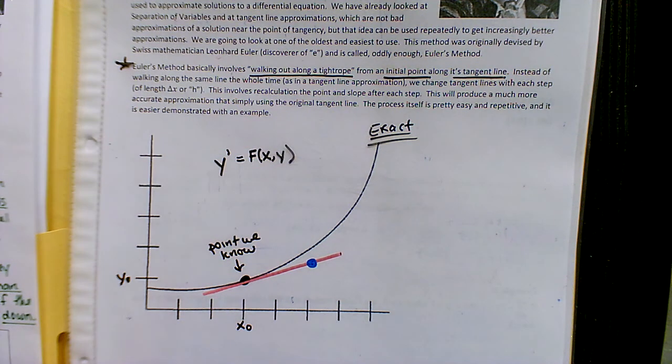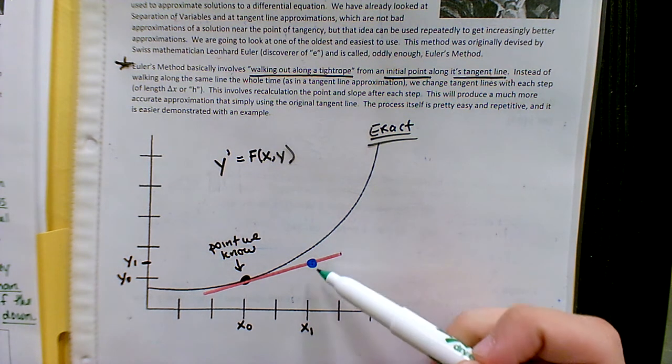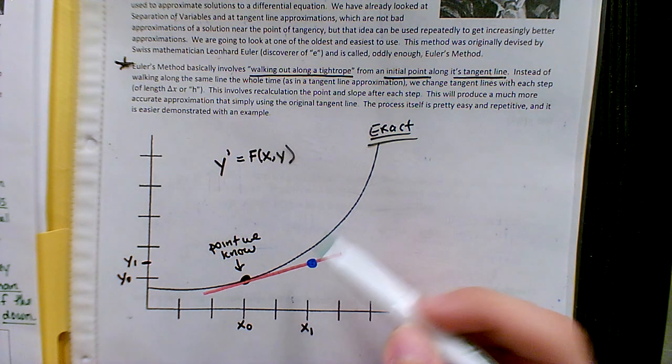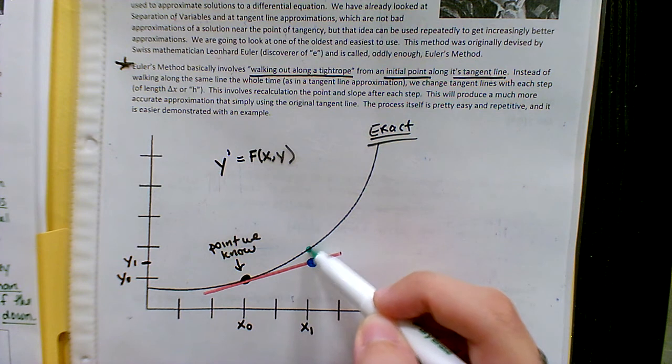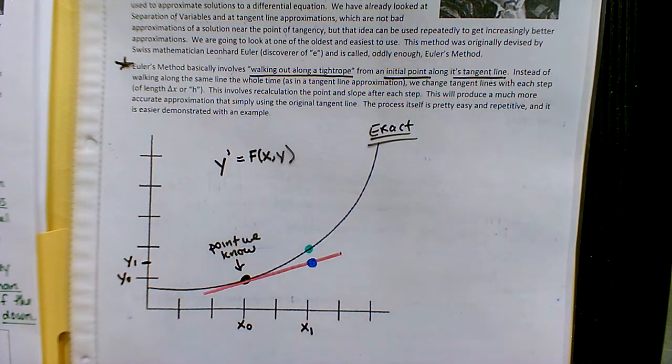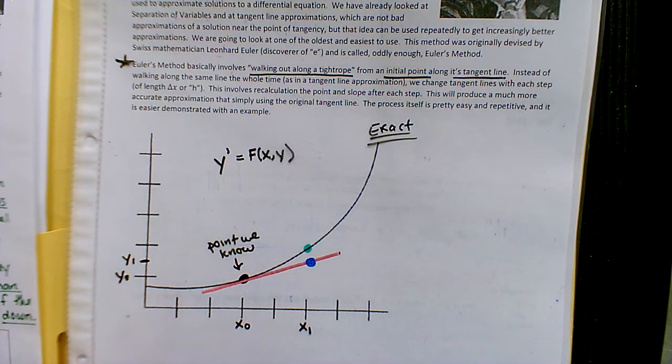Okay, so he went from his beginning point to this new point. Maybe we'll label this one x1 and y1. Are we doing okay? So notice how Euler's approximation point, that blue one, is fairly close to the actual point, right? So his approximation is pretty accurate.